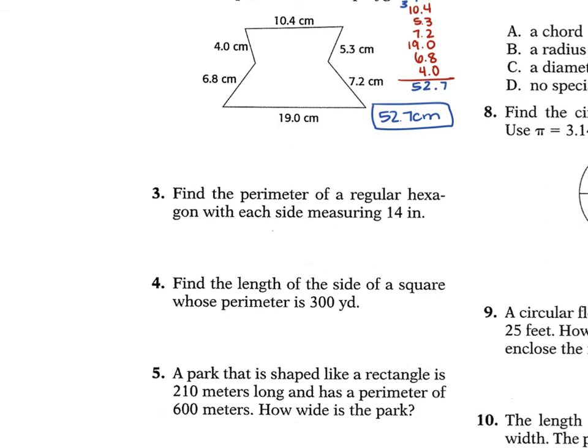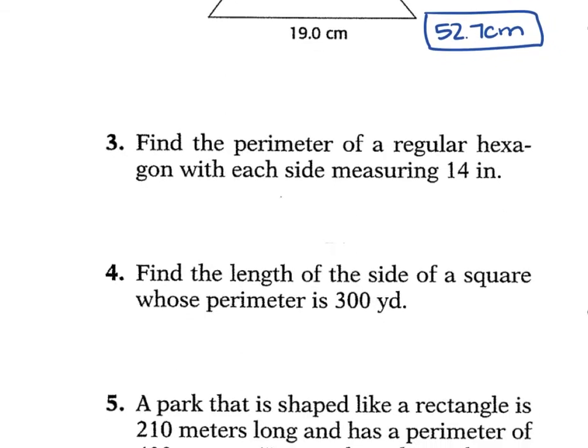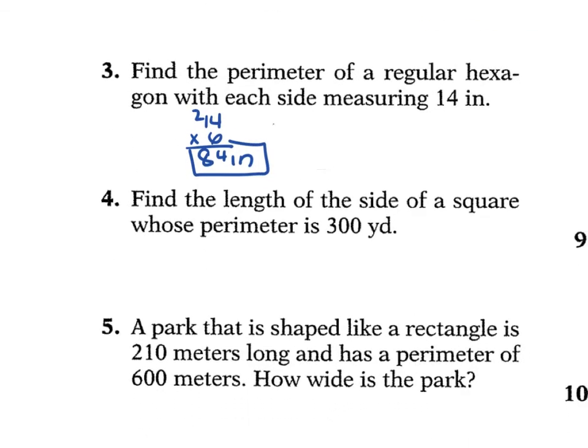For 3, it says find the perimeter of a regular hexagon with each side measuring 14 inches. Hexagon is 6 sides, so that's 14 times 6, which is 84 inches. 4 says find the length of the side of a square whose perimeter is 300 yards. So for this one, we are just going to do 300 divided by 4, which gives us 75 yards.